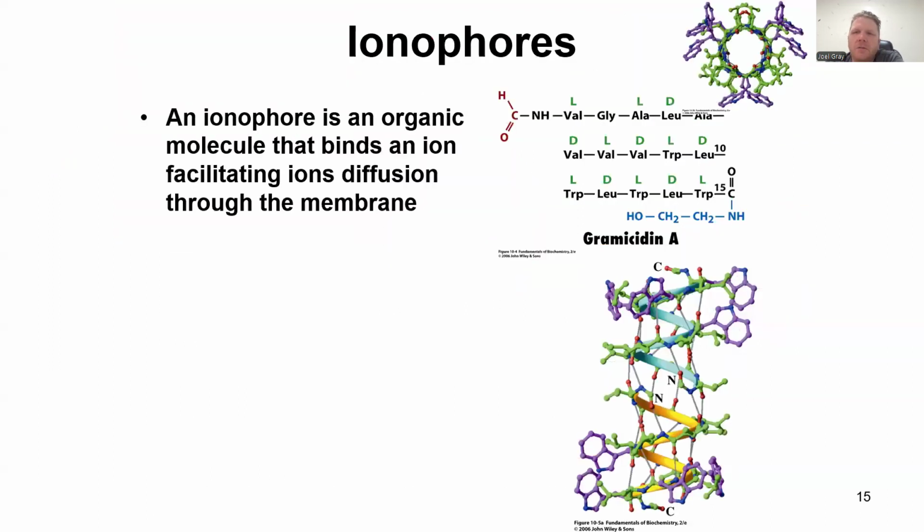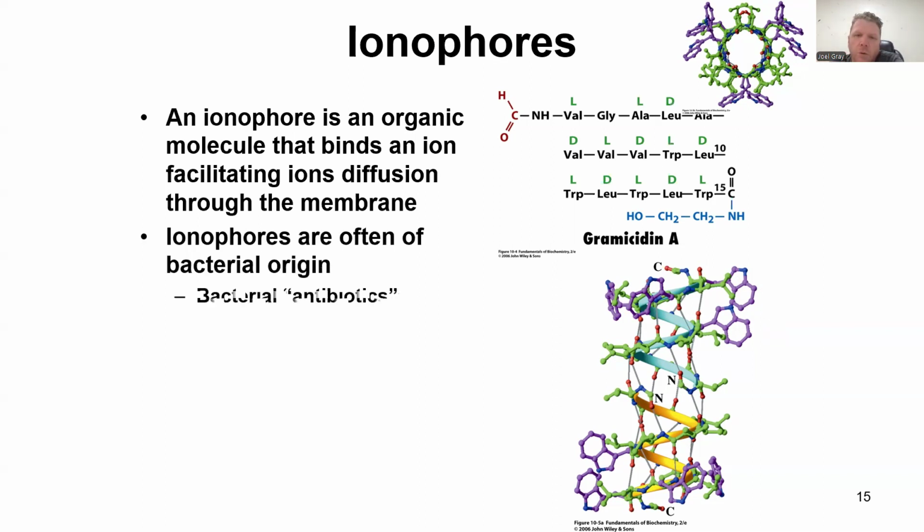Now, another class of compounds are ionophores. An ionophore is an organic molecule that binds an ion, facilitating the ion's diffusion through the membrane. Ionophores are often of bacterial origin, and these have been used as antibiotics because effectively what they can do is puncture a membrane and enable ions to move through at a very high rate.